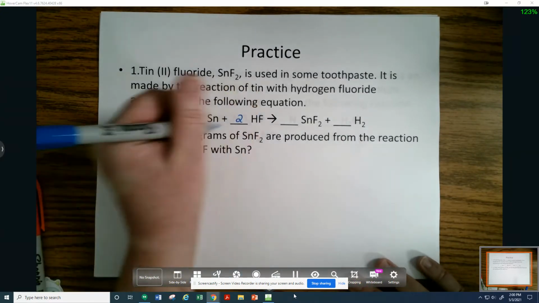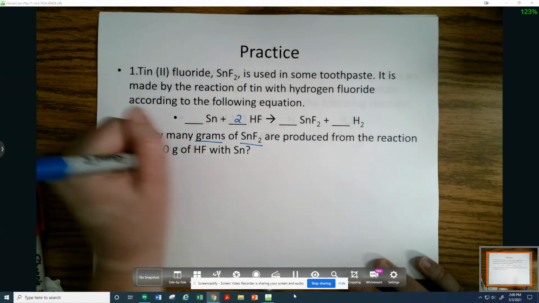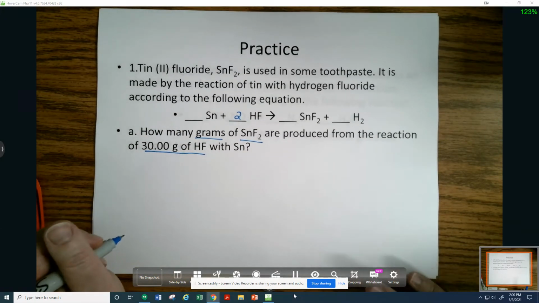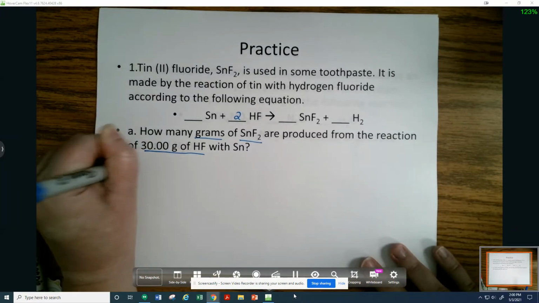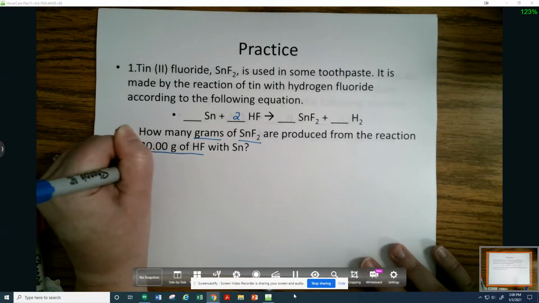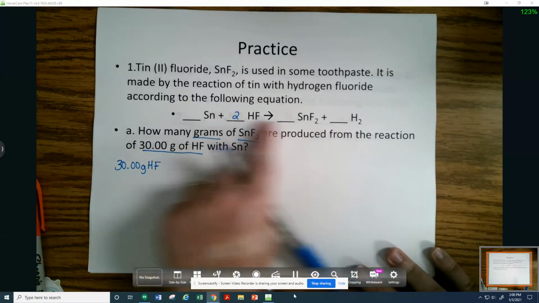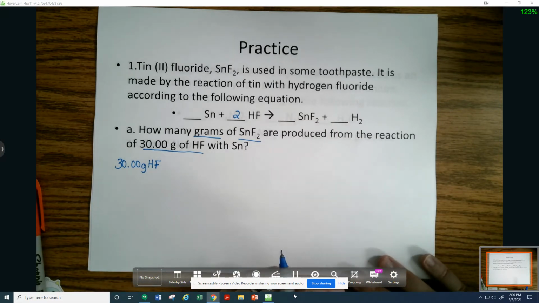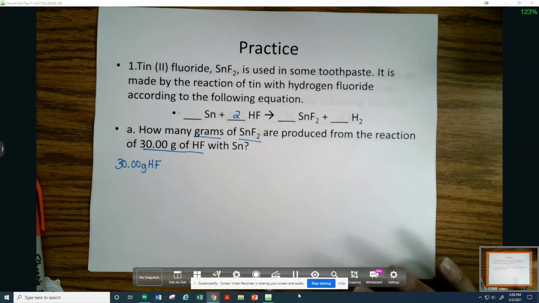So in this problem, it asks how many grams of tin 2 fluoride are produced from the reaction of 30 grams of HF. Same idea, again, you need a mole ratio, except we are starting with grams here. So our given is 30.00 grams of HF. We want to get to grams of SnF2. The ratios up here cannot represent grams because we have unique molar masses. They can only represent, in this case, moles. They can sometimes represent liters, but we're going to stick with moles, or atoms or molecules, but we're going to stick with moles.